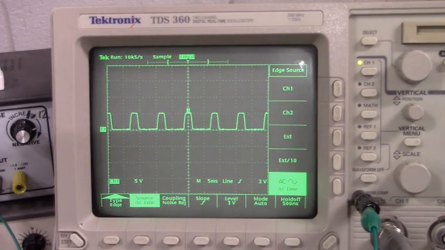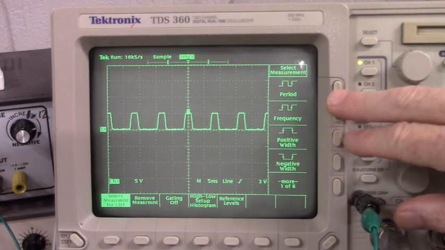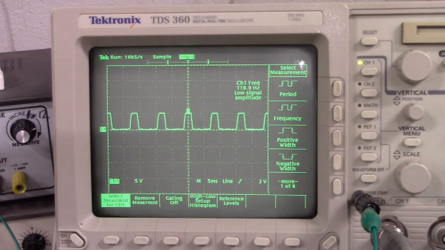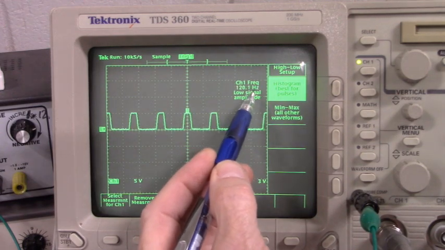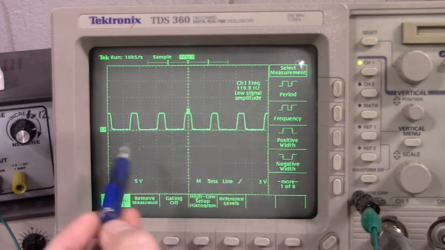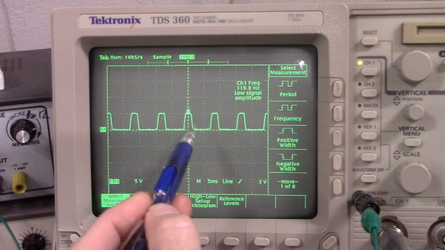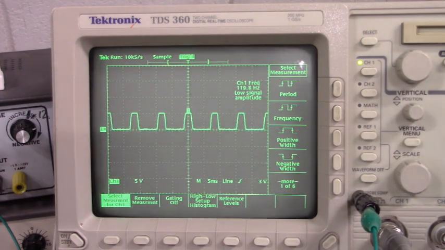Let's see if we can look at the frequency. Let's go to measure, and let's select frequency. There we are again. I don't know if you can see it, but here it says 120 hertz. So these square waves' frequency is 120 hertz. All right. I hope this clarifies why we had pulses on the output of that optocoupler going into the Allen Bradley microcontroller.